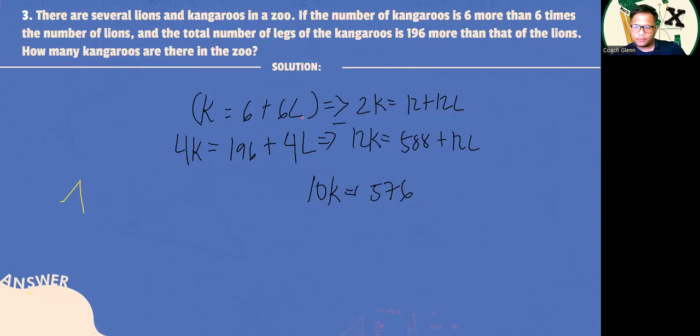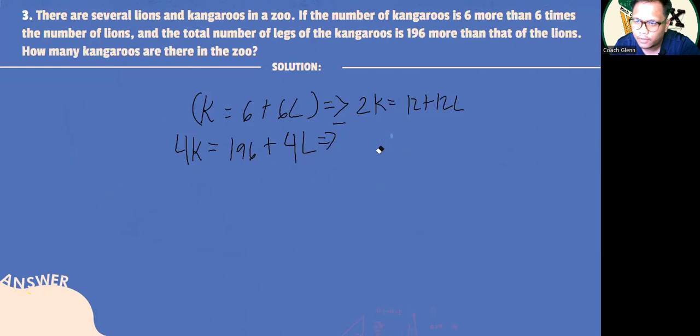We multiply this by 2, that's 2K, 6 times 2, 12. Next, we have multiplied by 3. Oh, wait, this is kangaroo. Yeah, okay. I'm thinking of giraffe. I don't know why. It's okay. A kangaroo has 2 legs.